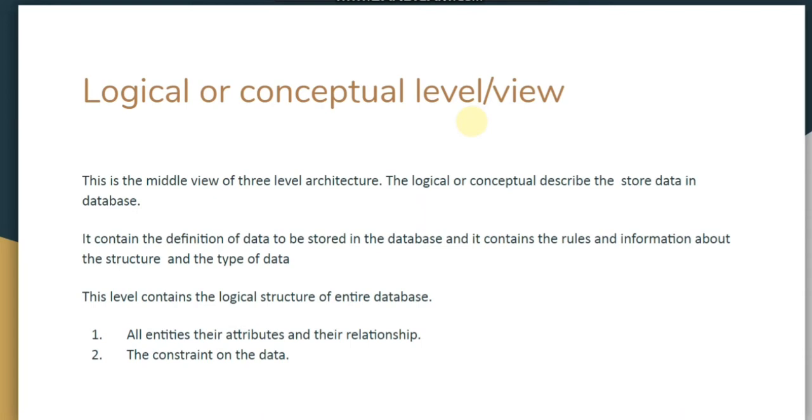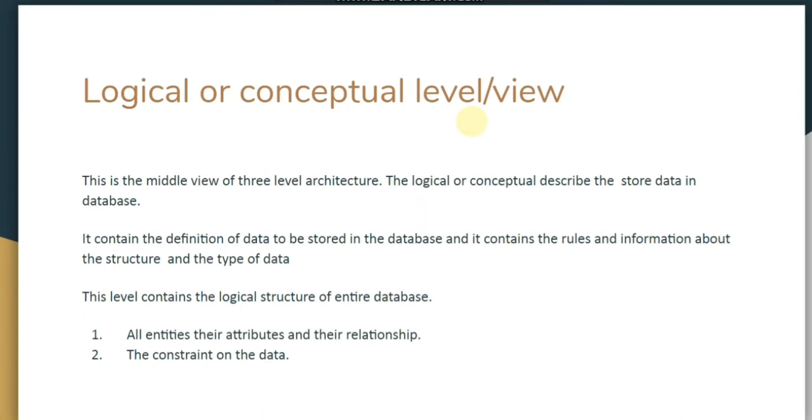So this is the middle view of three level architecture. The logical or conceptual level describes the stored data in the database. It is a bridge between the external and the physical level. It contains the definition of the data to be stored in the database, and it contains the rules and information about the structure and types of data. So this level contains the logical structure of the entire database.